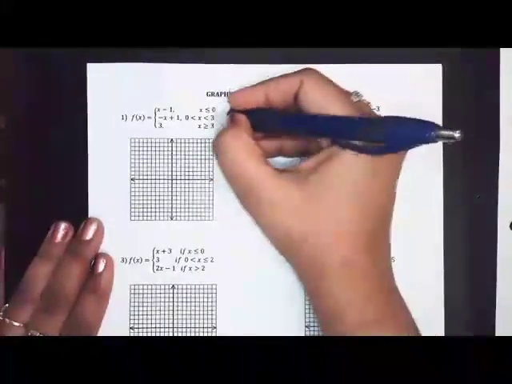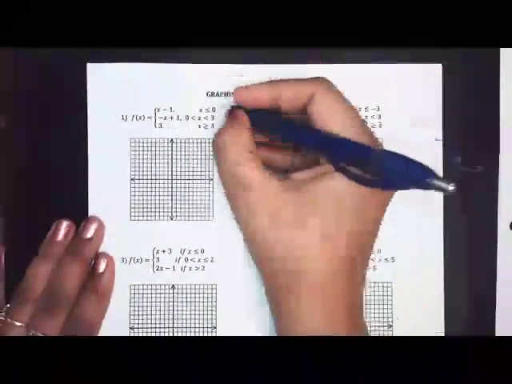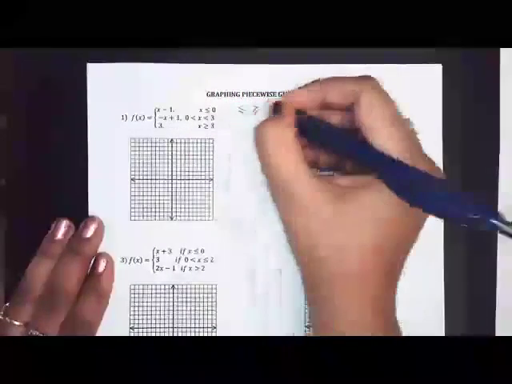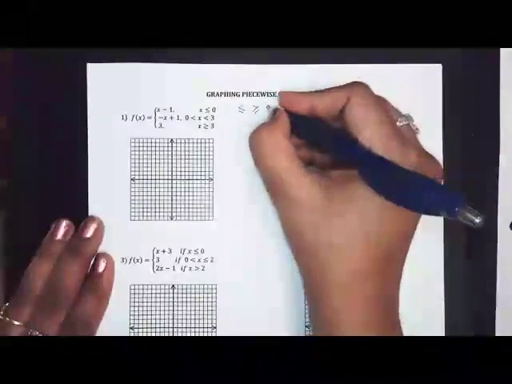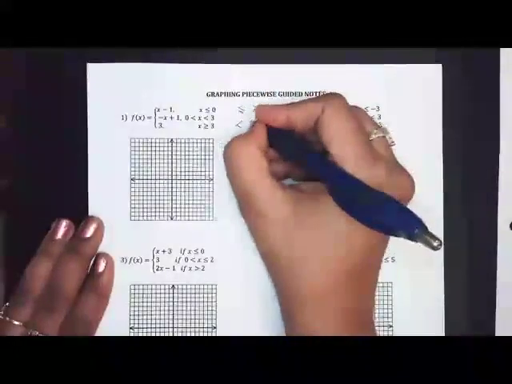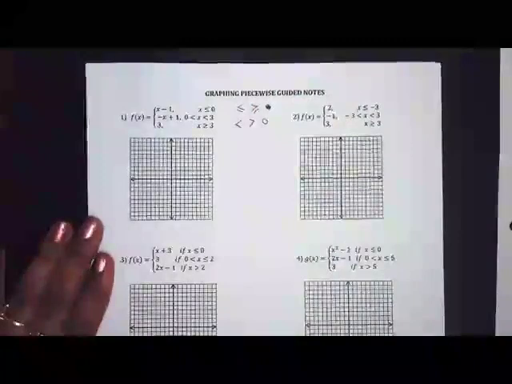And each of these domains has three different equations attached to it. So less than or equal to and greater than or equal to, as we know from the past, is a closed circle, and greater than and less than is an open circle. So for greater than and less than, we use an open circle while we are graphing.